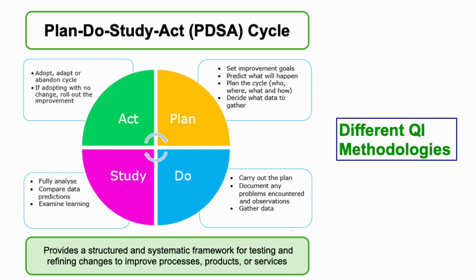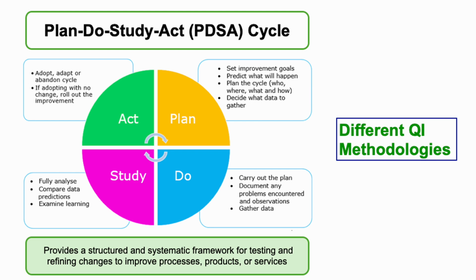First, this is a structured approach for implementing and testing changes. But again, it helps to minimize risks by testing on a small scale before a wider implementation. And thirdly, it provides room for continuous learning and adaptation. As you can see in our slide, this PDCA cycle is broken down into 4 major aspects or major areas.